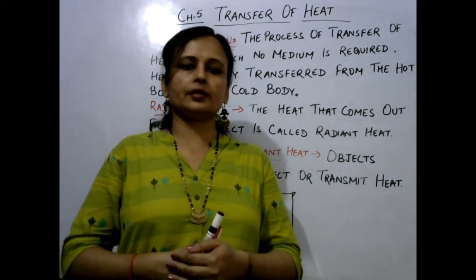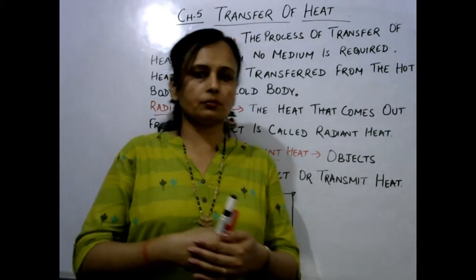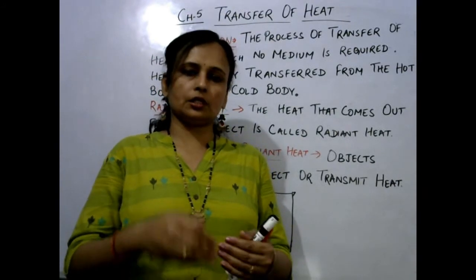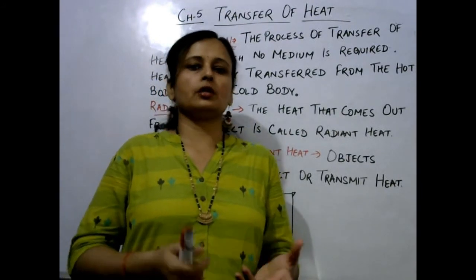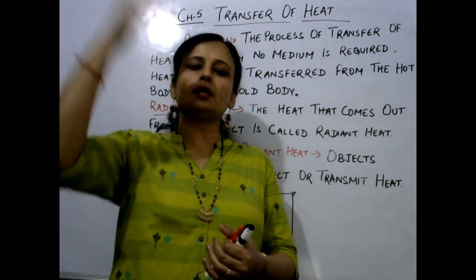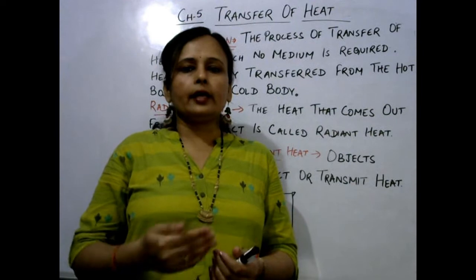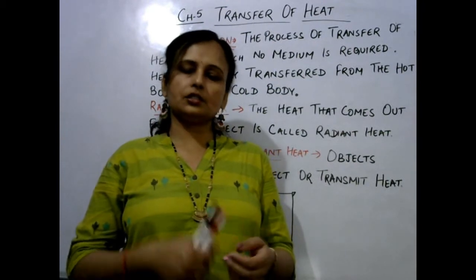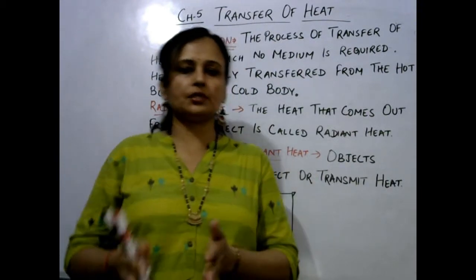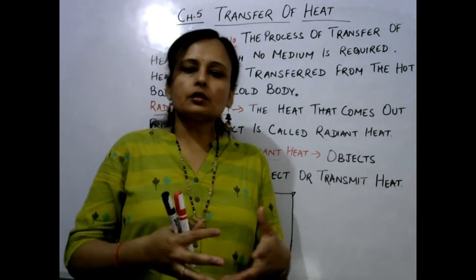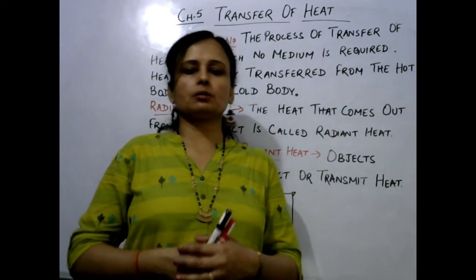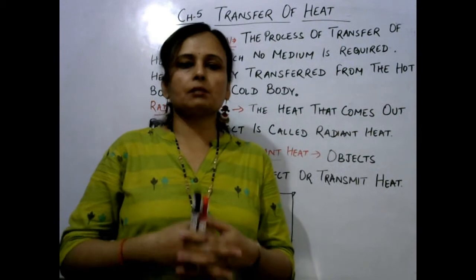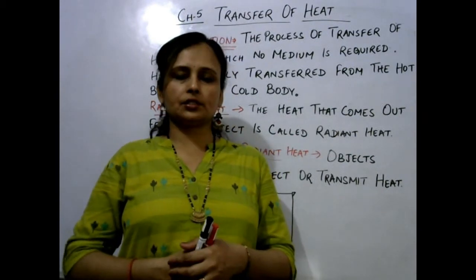Because in the process of radiation, heat is transferred from the hot object to the cold object without using the medium. Medium means solid, liquid and gases. So what is the medium between the sun and us? It is the air medium. So radiation doesn't need any medium. That means it just jumps from the source to the destination, and it doesn't use the particles of the medium. So this is how radiation takes place.